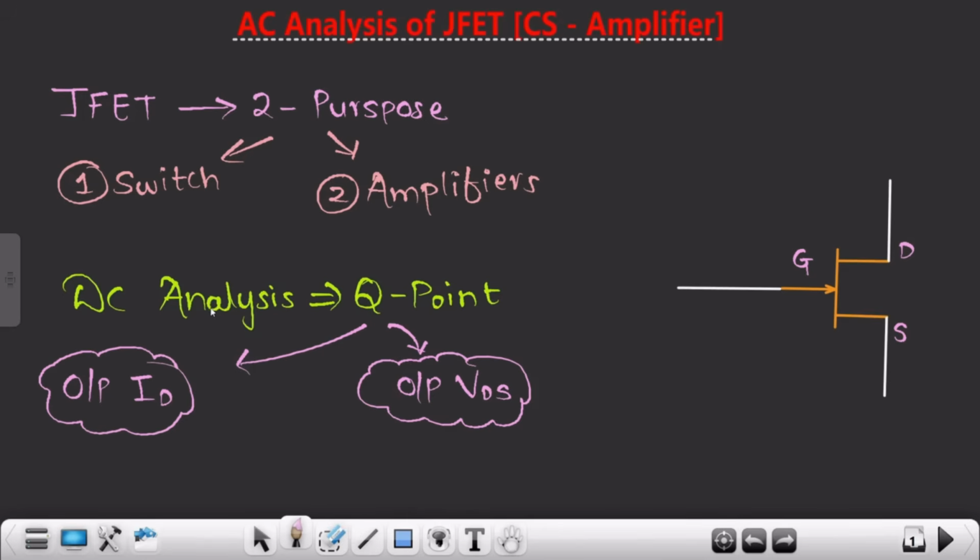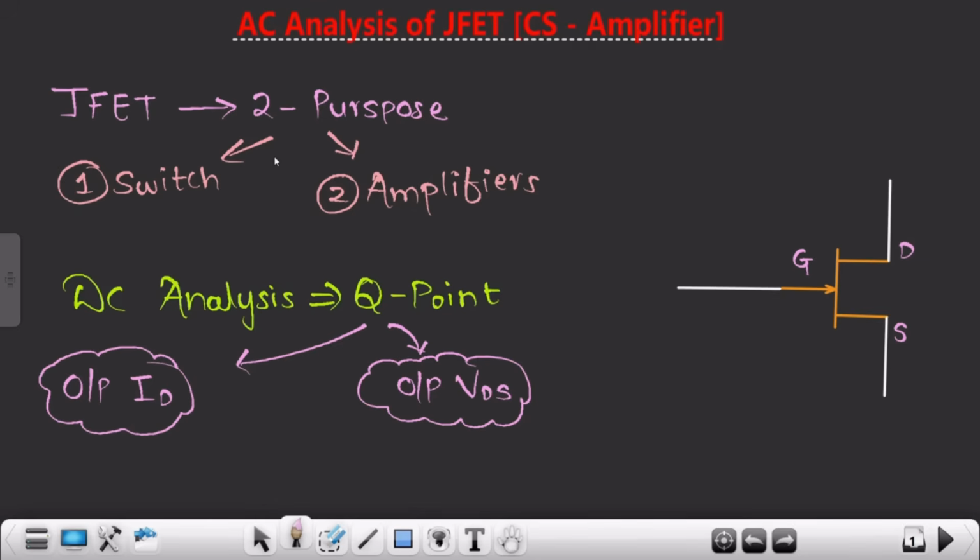What we generally do in DC analysis is that we bias the transistor. I hope everything is clear up till now. Now we are dealing with AC analysis, and in AC analysis we deal with amplifiers. For that we need to model the transistor.